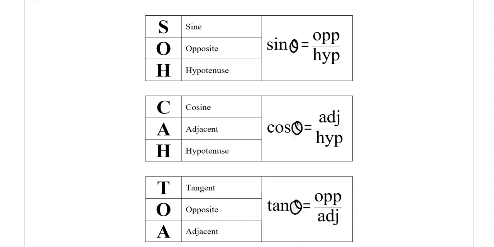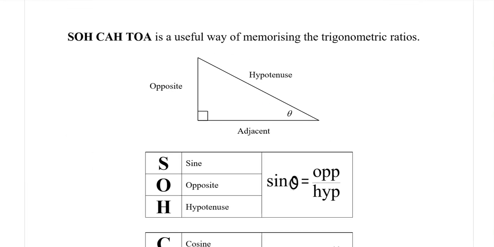To help you remember that, we have a little thing called SOH CAH TOA. Sine is opposite over hypotenuse, cos is adjacent over hypotenuse, and tan is opposite over adjacent. That's how you remember the three formulas, and it was written here at the top of the page as well. SOH CAH TOA is a very helpful way for memorizing the three trig functions.